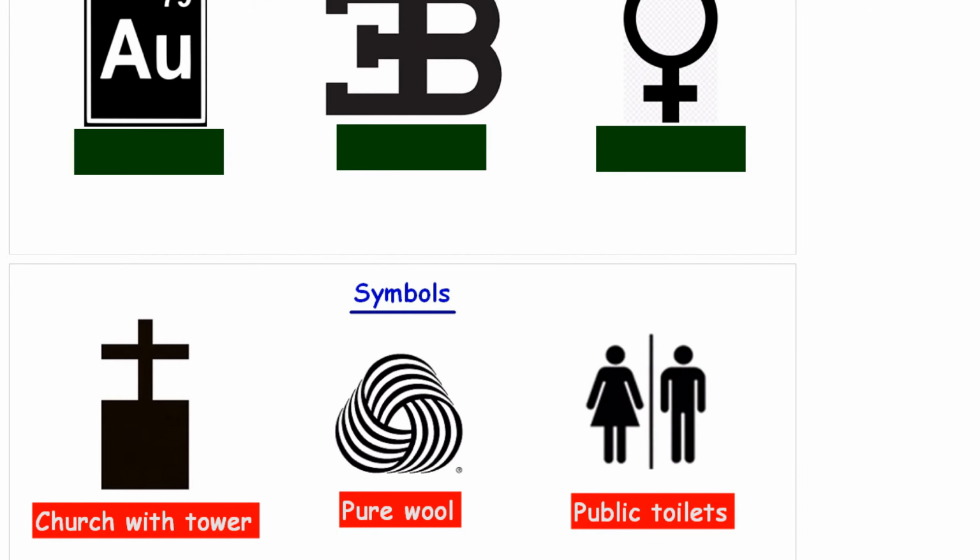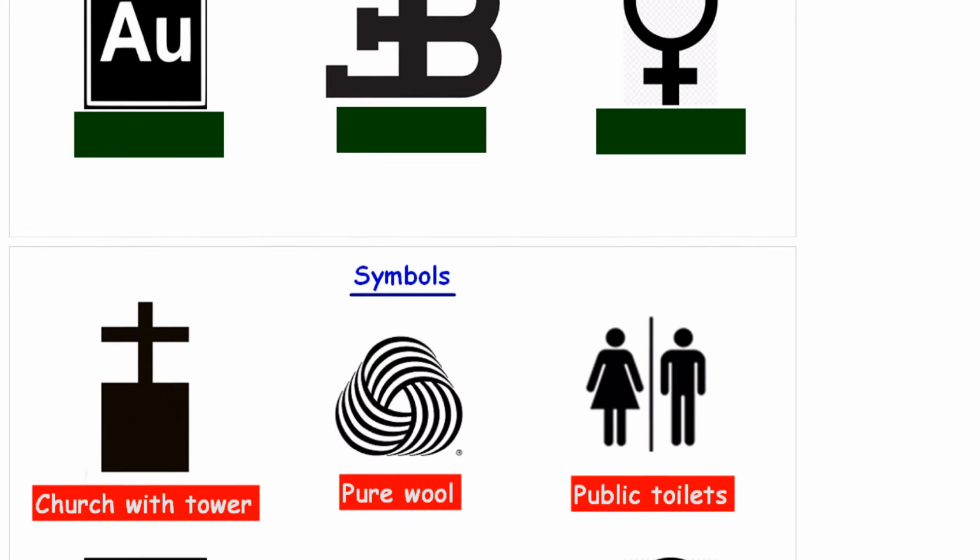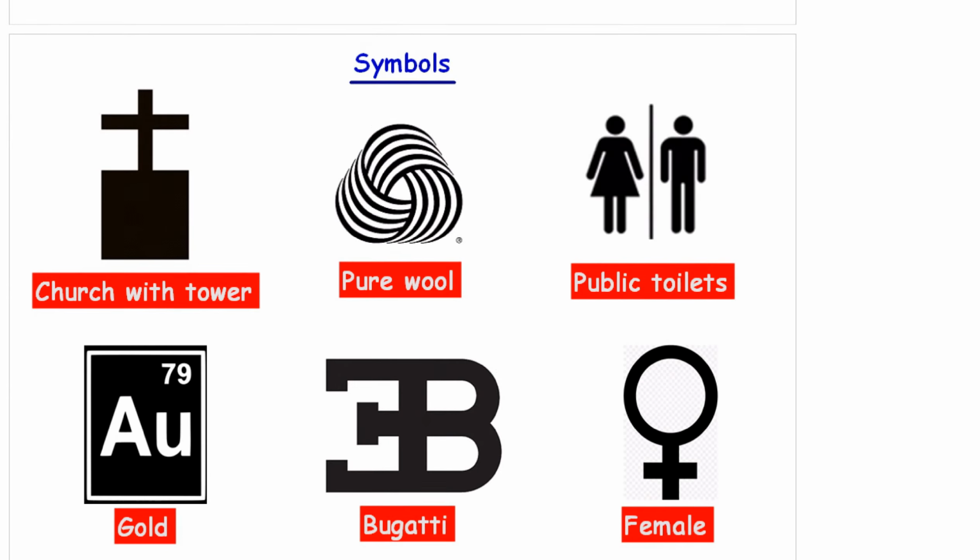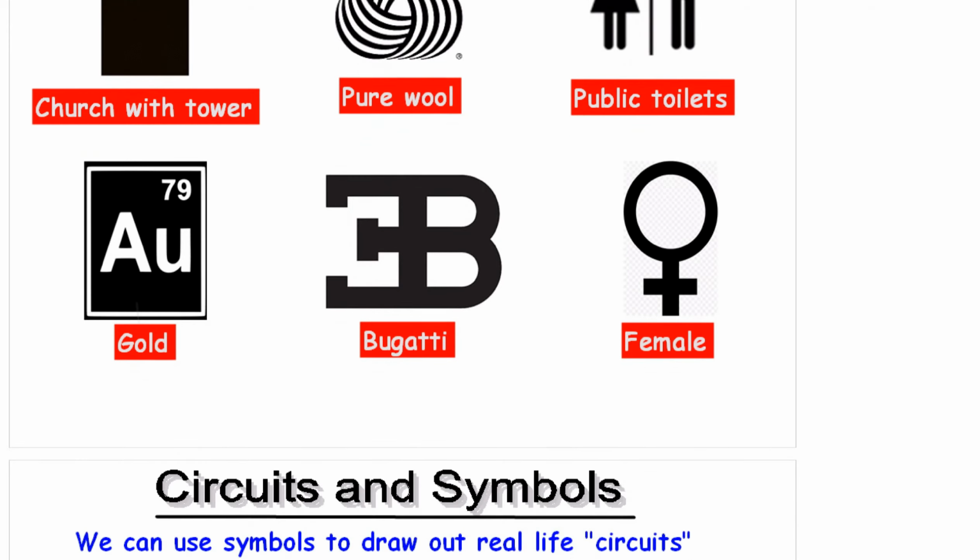So the first three. Left, church with a tower. The centre one, pure wool. And the female and male, with a line in between, that's public toilets. And the final three, AU, symbol for gold, EB, Bugatti, and the symbol with a circle with a little cross by it is a female. So symbols can represent objects.